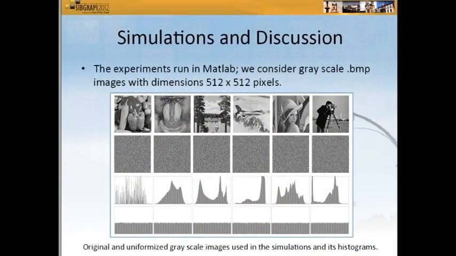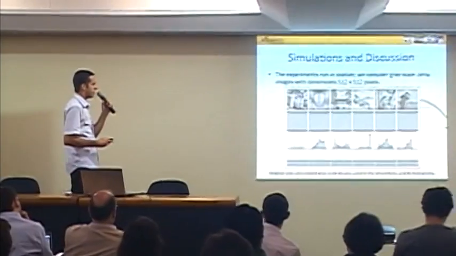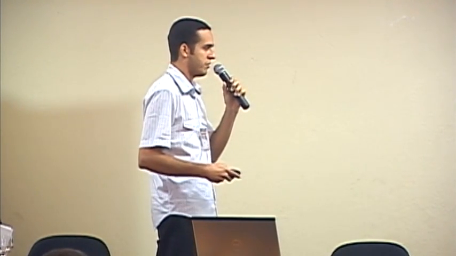Okay, our simulations run in MATLAB. We consider grayscale images with these dimensions here, and we have 6 test images. The original images are shown here. We have the transformed images in this line here. Looking at the original histograms, we can see that different types of histograms were considered, and in all cases, after the application of the FFCT, we got these uniform histograms here.